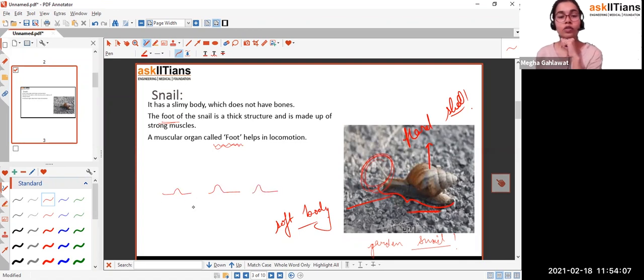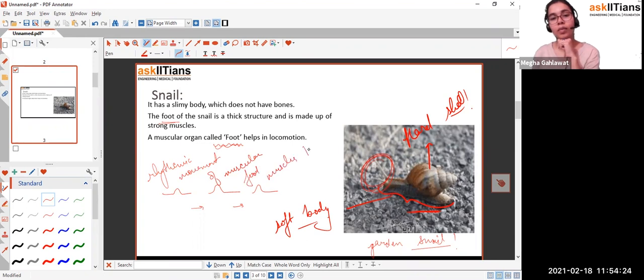All right. So basically there is a rhythmic movement of muscular foot muscles by contraction and relaxation.